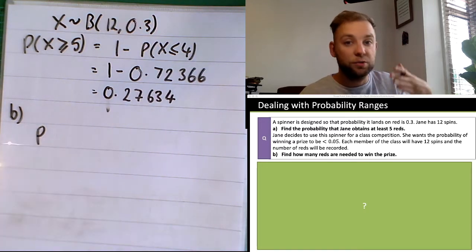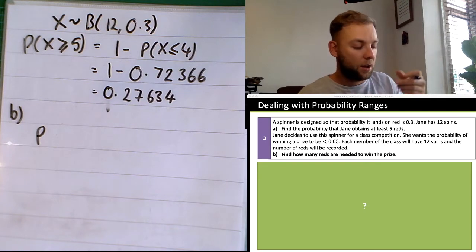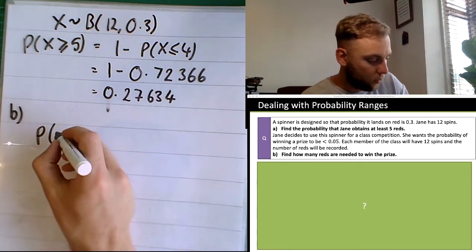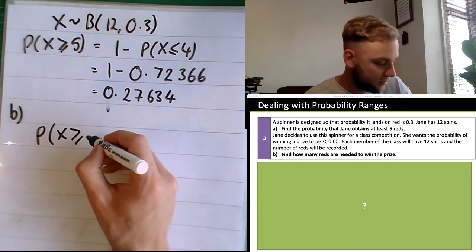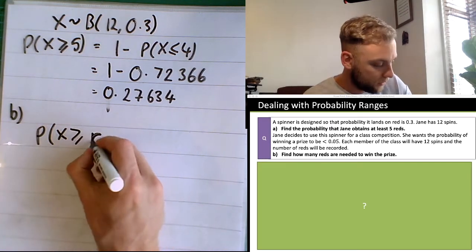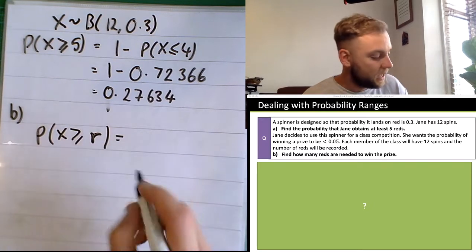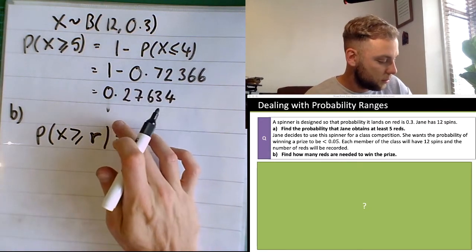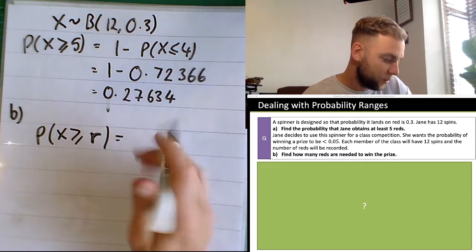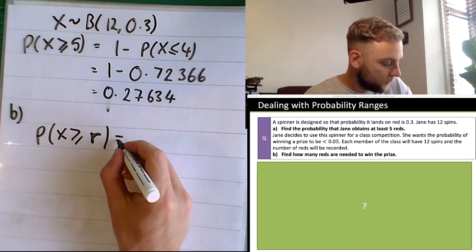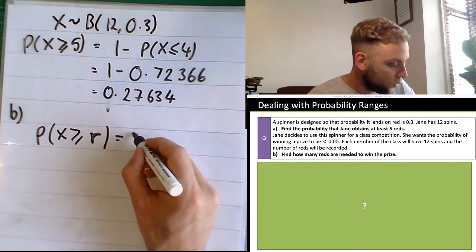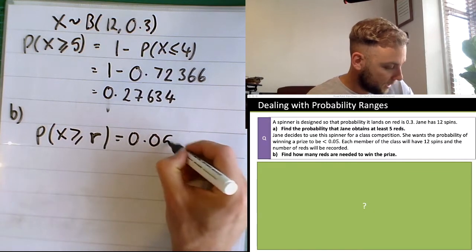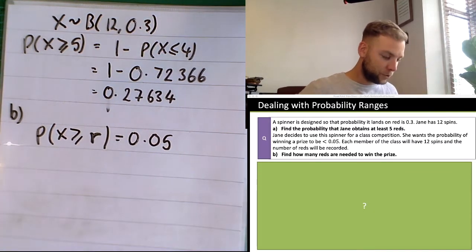So how many reds will she need to get the prize? So we're looking at, we want the probability of X being greater than, let's call it R in this case, which is equal to, or less than, should be, but I'll say equal to, now, 0.05.